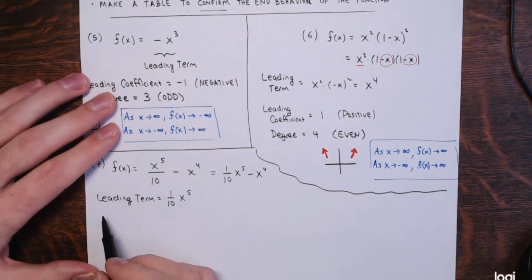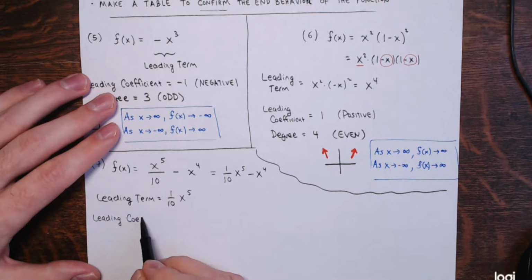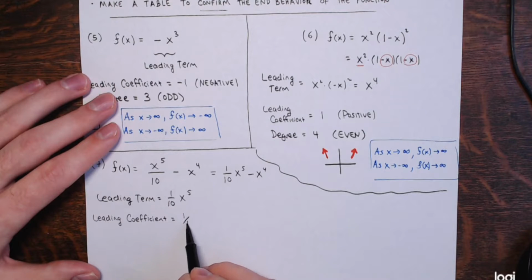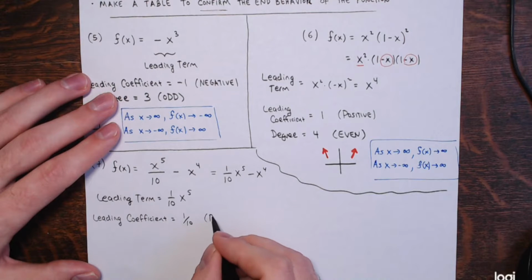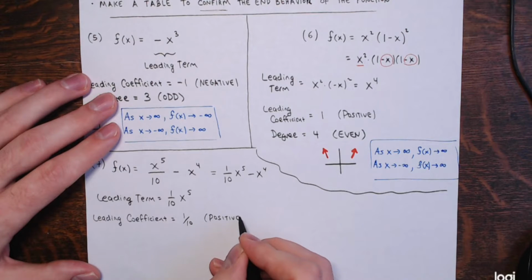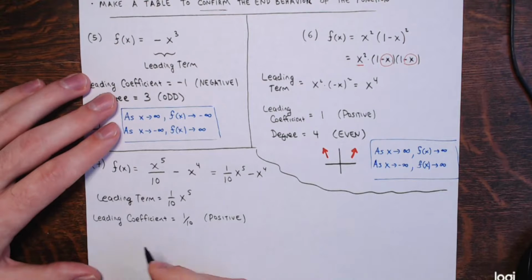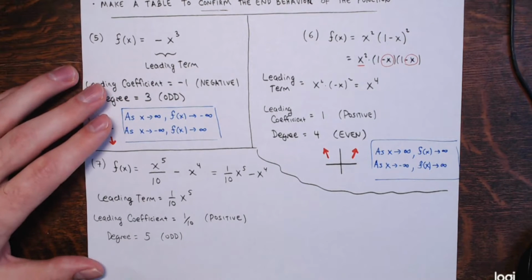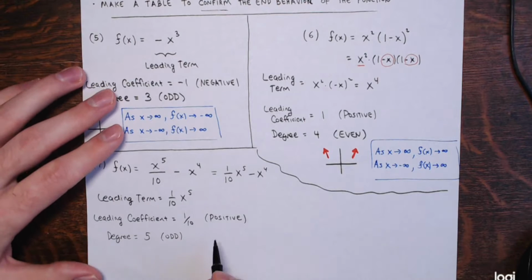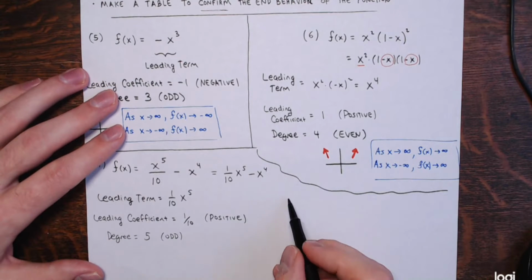The leading coefficient is this positive 1/10, the number attached to the leading term. It is a positive number, and that's all I care about, if it's positive or negative. The degree is 5. That is an odd number, and that is all I care about for the degree. Is it even or odd? All right, so positive lead coefficient, odd degree.